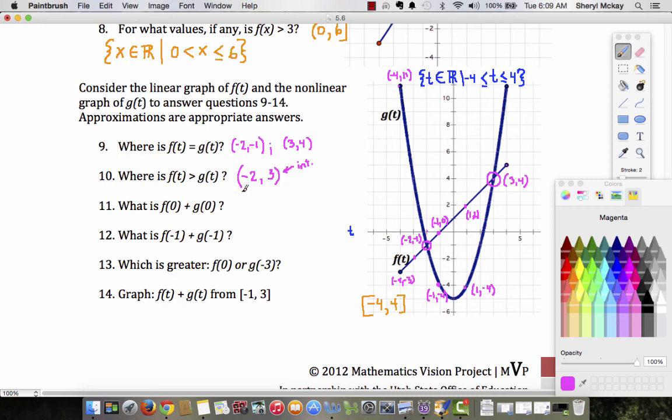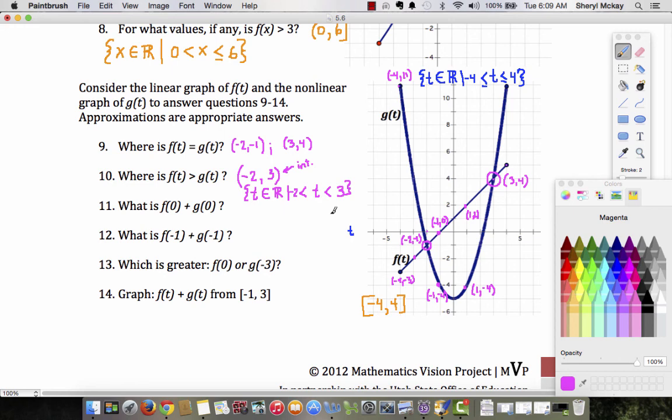And let's write it again in set builder notation so that we remember. So we're going to say all t, where t is an element of the real numbers such that t is greater than -2 and less than 3. All right?